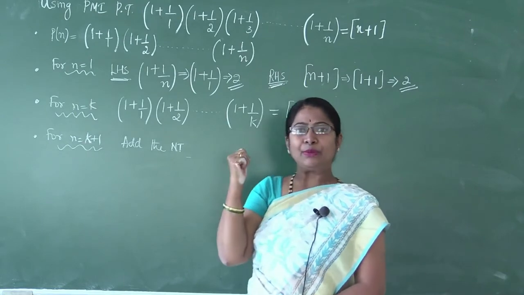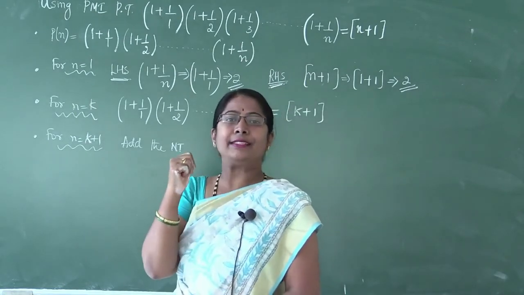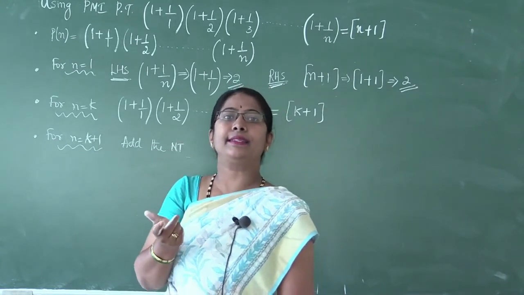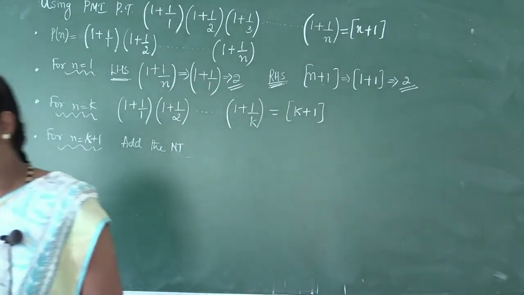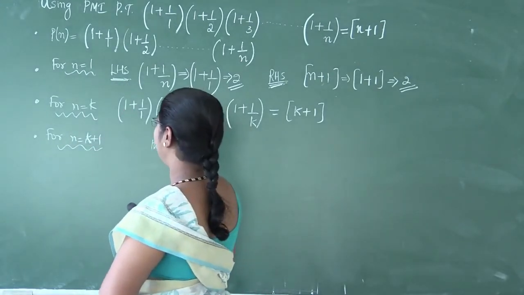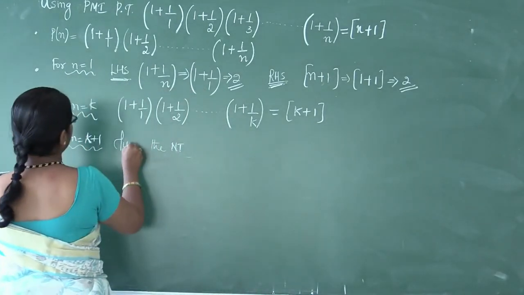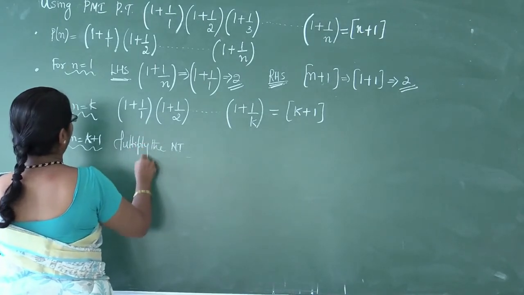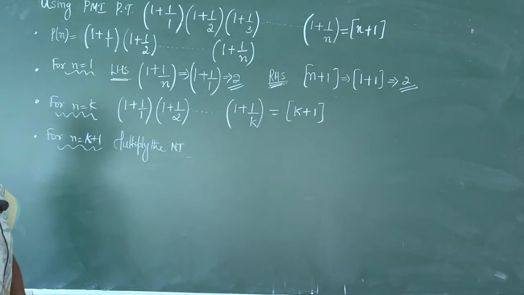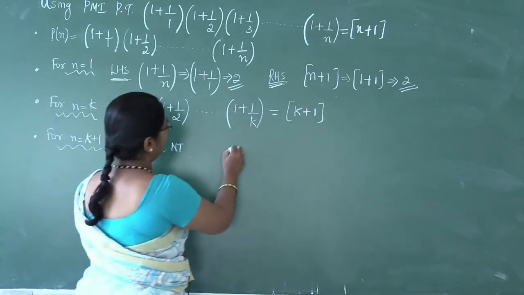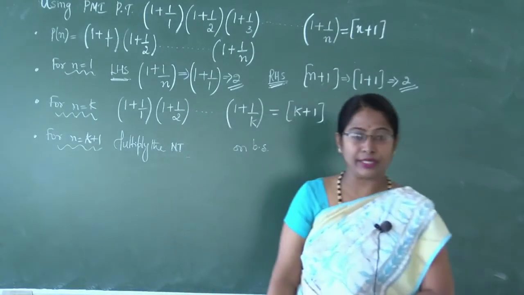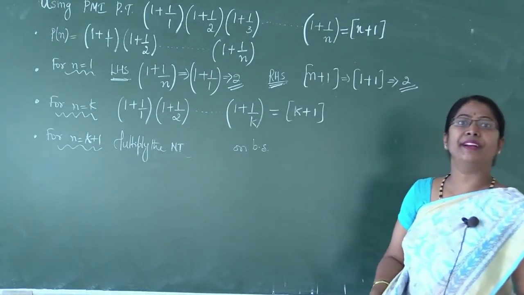So, in this problem, instead of adding the next term on both the sides, what do I do? I shall multiply the next term on both the sides. Clear? Multiply the next term on both the sides. Now, come back to the working column. I shall teach you how to find the next term.